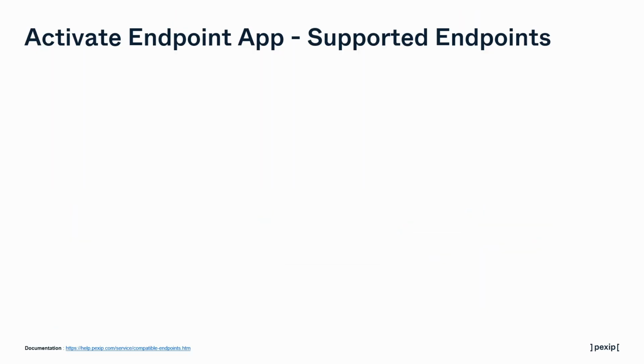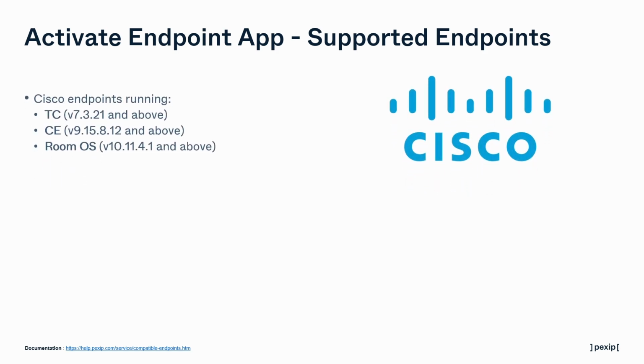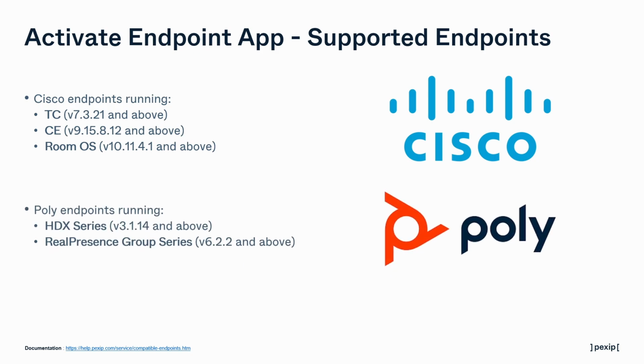The endpoint types which support this activation method are as follows: Cisco endpoints running TC, CE, or Room OS software. Poly HDX and Real Presence Group series. Please note that there are recommended minimum software versions for all the supported endpoint types, which are referenced online at help.pexip.com. All other endpoint types require manual activation and cannot be provisioned using the methods demonstrated in this video.